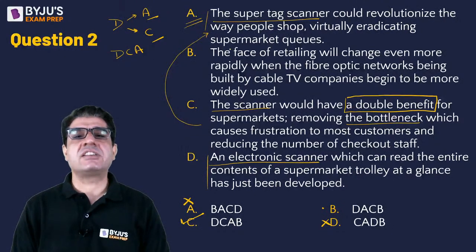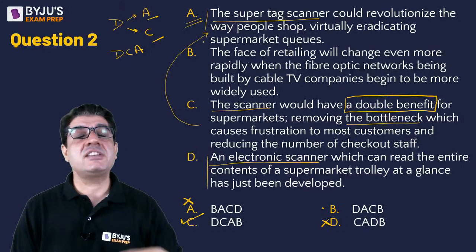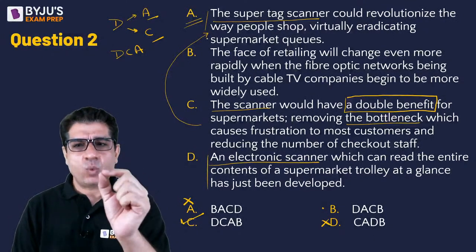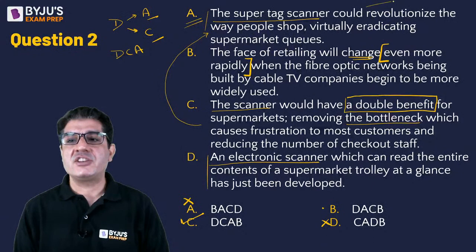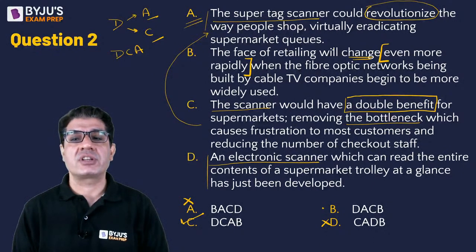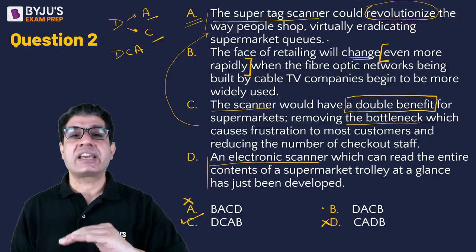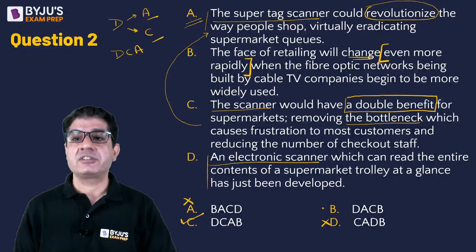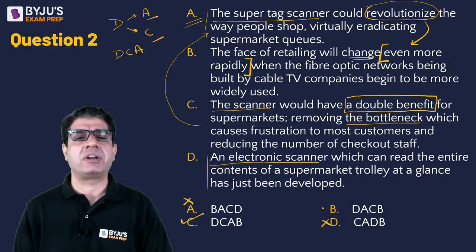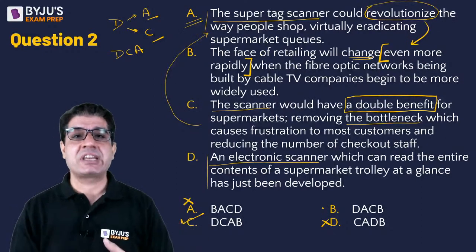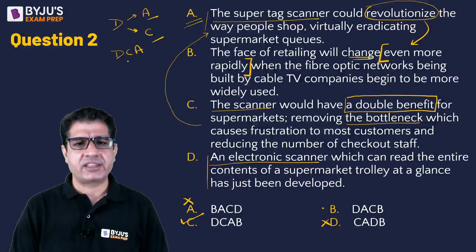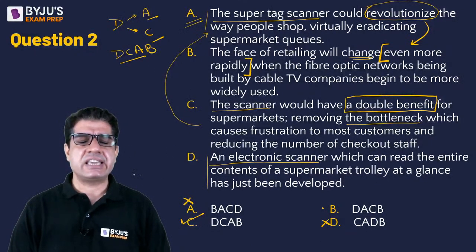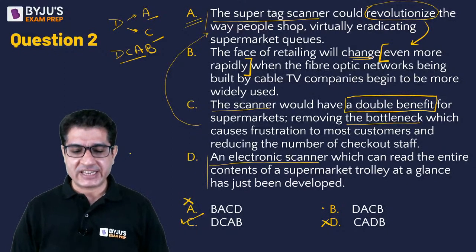Additionally, another reason for me to put A here is that A is better connected with B in one specific aspect. If you focus on this part, the face of retailing will change even more rapidly. Notice A is using the word revolutionize. So the super tag scanner would revolutionize, and the face of retailing will change even more rapidly. So there is further revolution happening, right? So B is also better connected with A, and that is another reason for us to use DCAB, and thus option C it is.